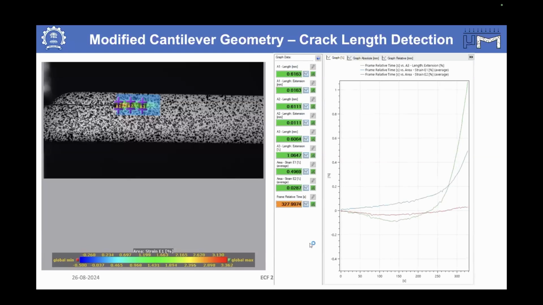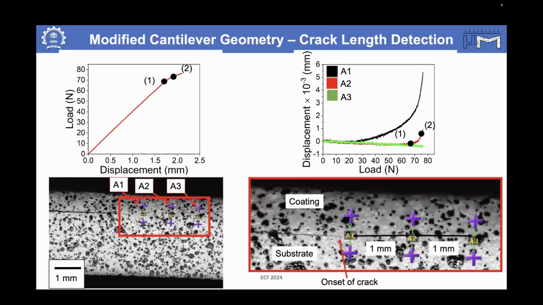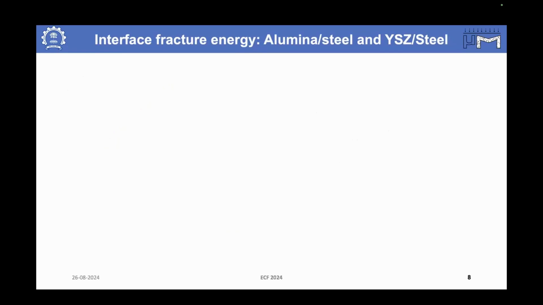This is the typical load versus crosshead displacement of the experiment. And here these are point 1 and point 2, the corresponding points on the A1 and A2 lines. Here you can see that the A3 line probe is not moving. So I get to know that the crack has not reached the A3 line, but it has reached A2. From there, I can measure the crack length in situ during the experiment, and I can keep on doing the experiment.